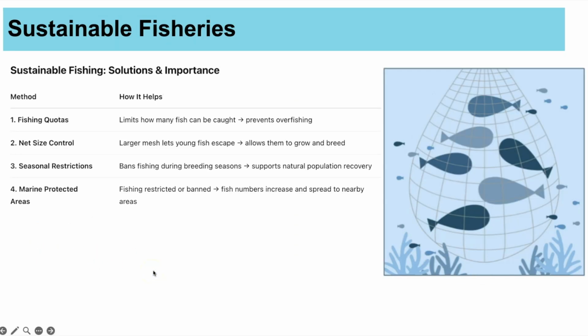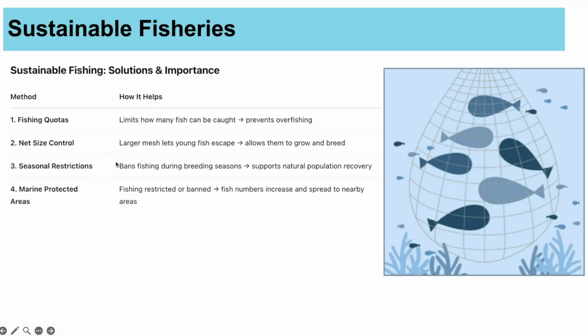So here are some ways that fishing can be made more sustainable. Sometimes there are fishing quotas, which means there's a limit on how many fish can be caught. Another one is the size of the net, so bigger holes so that small fish, which are probably younger and haven't reproduced yet, are able to escape and only the bigger ones are caught.